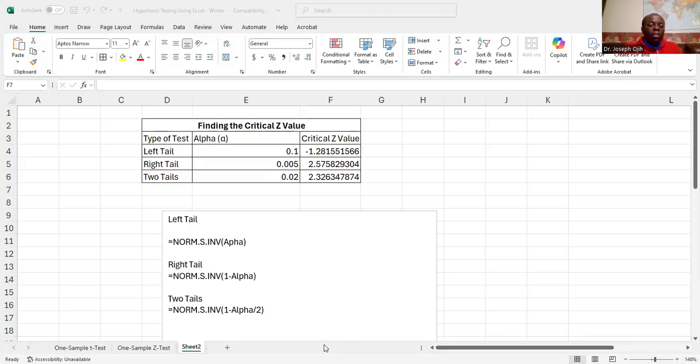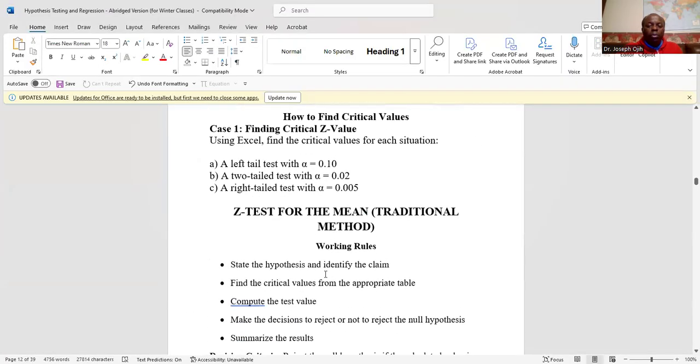Now, I have given you the background information about hypothesis testing. One more thing we need to do before we round up, because next class we'll be doing only the testing. So I want to give you the background. The one we'll be doing next week, on Thursday, will be the z-test for the mean. We'll be doing the traditional and p-value methods, both of them.